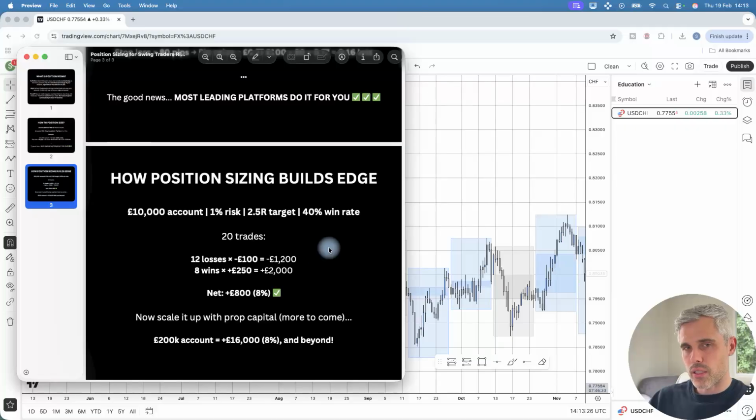Now, where this gets really interesting is you can start to play with this. Because one, what you can do is scale up your access to capital. So for example, you can use prop firm capital. Now imagine you have a 200k account. With the exact same trading strategy, you get 8% return in 20 trades. Well, that's £16,000. And what's even more interesting is you can play with the numbers here, because you can increase your risk to say 1.5% once you're confident. That then drives this 8% up without you doing anything different.